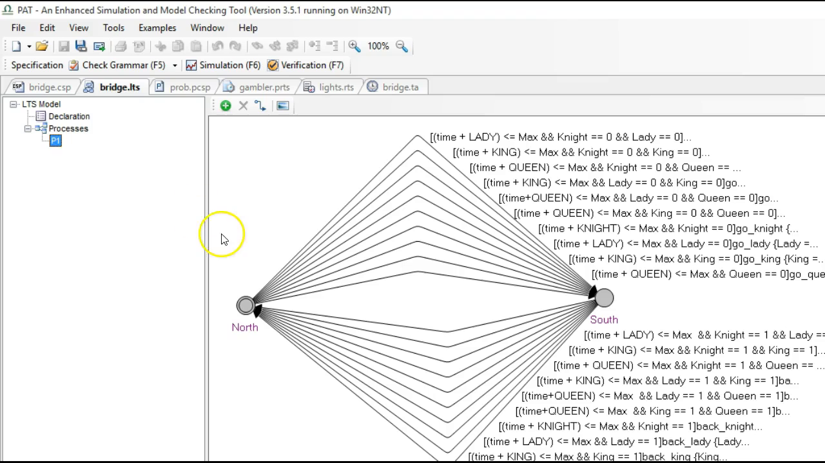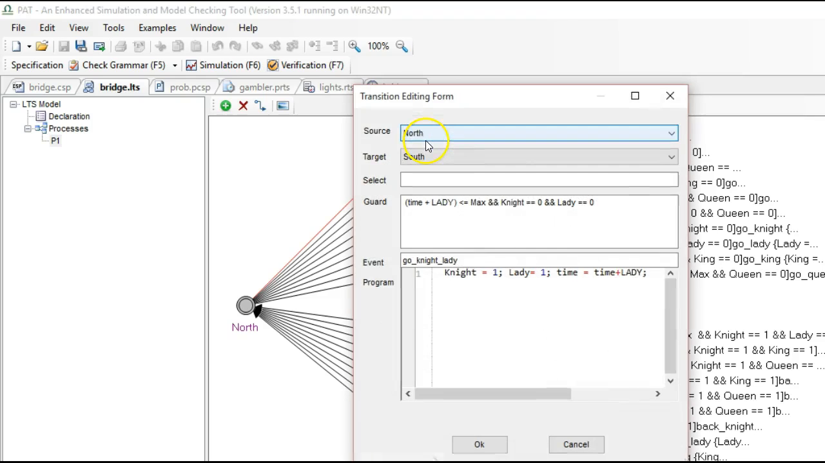P1 is a simple UML state diagram. In it, we have 2 states. We have the north side of the bridge and the south side of the bridge. And we have a labeled transition for each one of the possibilities. In this one, the queen crosses by herself. This one, the king crosses by himself, all the way up to the pairs, where at the top, the knight and the lady are both crossing at the same time, or the knight and the king are crossing at the same time.